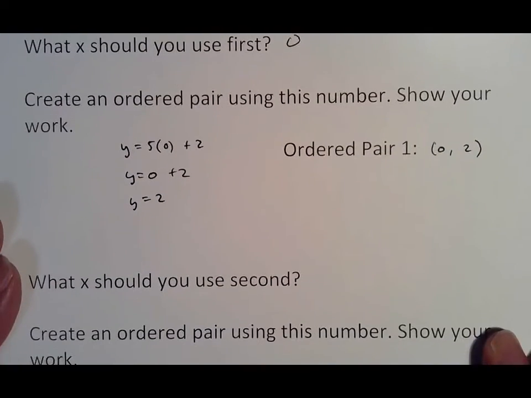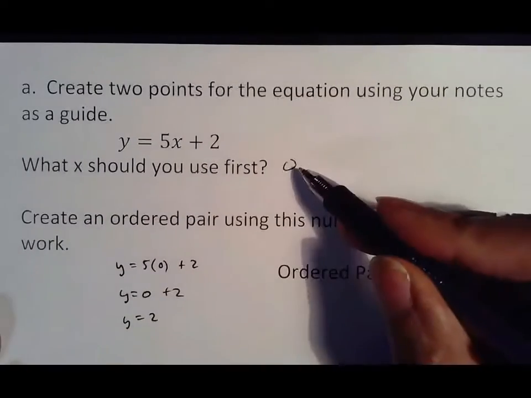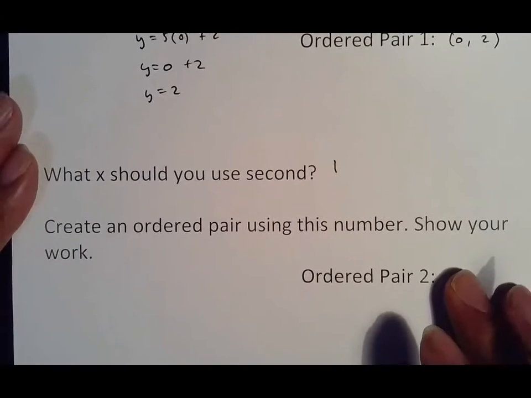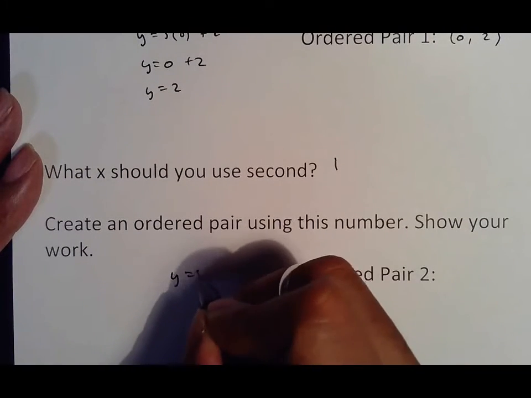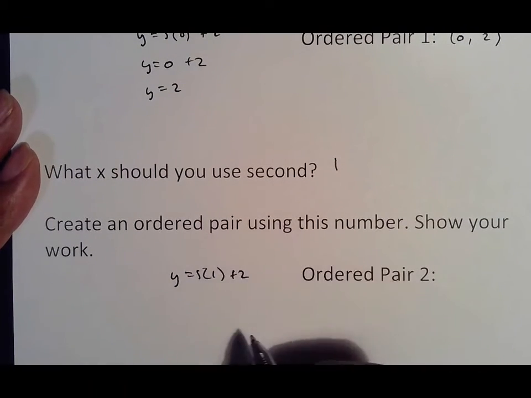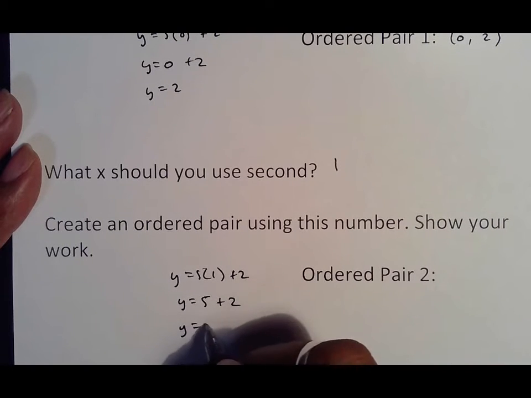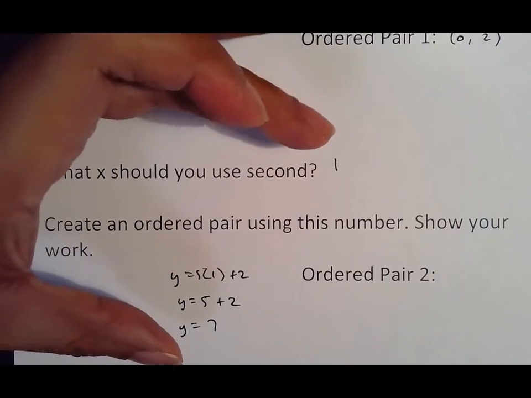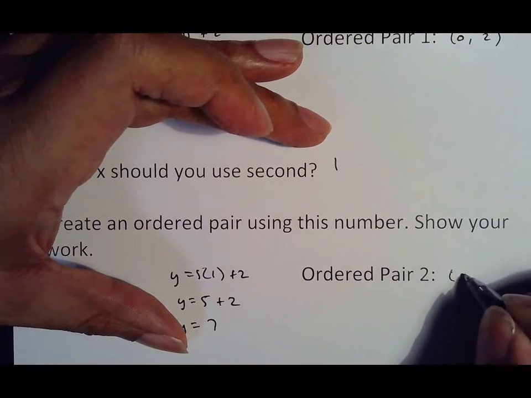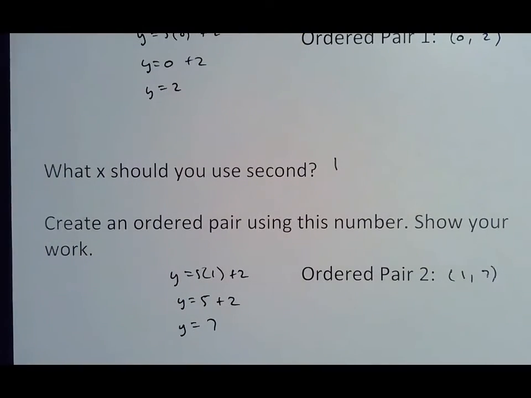What value should you use second? 1. Remember, 0 first, 1 second. So now we do y equals 5 times 1 plus 2. 5 times 1 ends up being 5 plus 2, which ends up being 7. Again, notice that the algebra on that is very easy. So your ordered pair is x, comma, y, which is 1, 7. That's all you have to do.